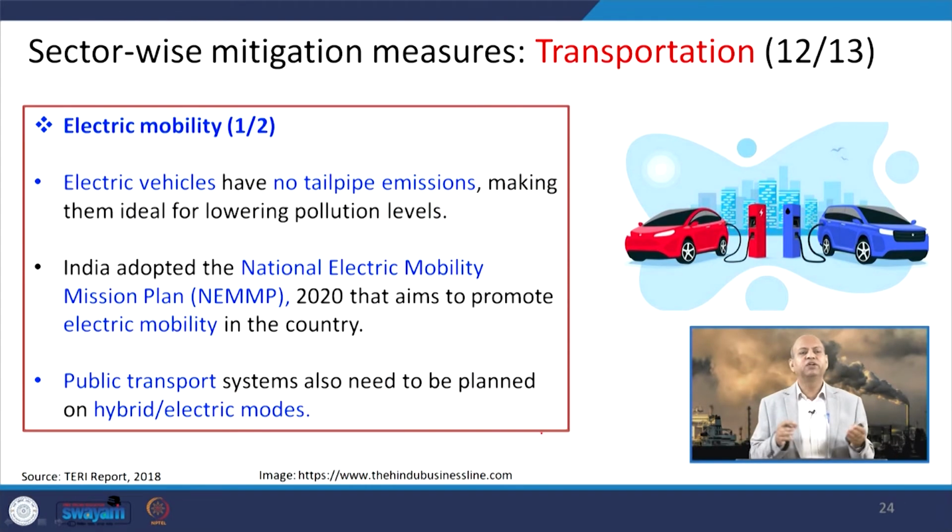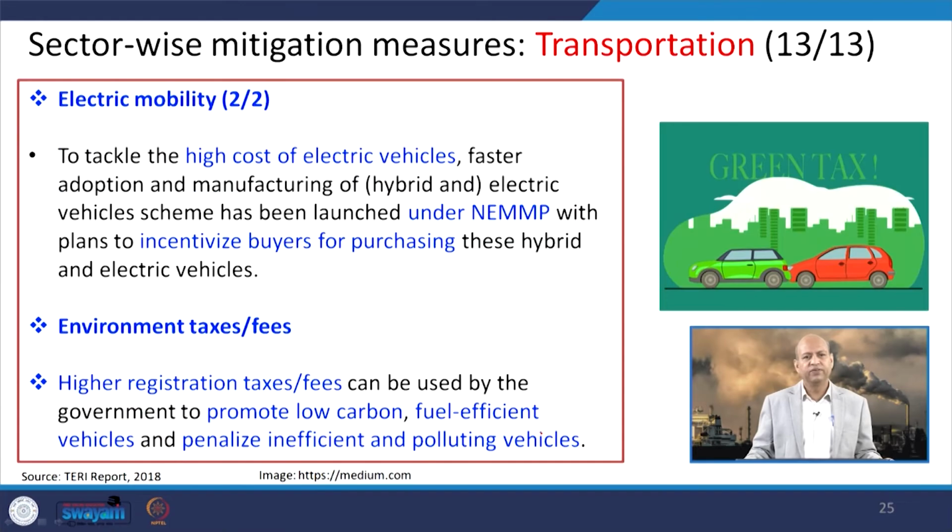Well, then electric mobility related policies have also been adopted by our government. It has implemented the National Electric Mobility Mission Plan, NEMMP, in 2020, and the aim is to promote electric mobility, battery based mobility. So, the public transport system also needs to be planned on hybrid or electric modes, so that vehicular emissions can be got rid of from the cities basically. But it needs a lot of incentives, some subsidies, so that the production, marketing and selling of these electric vehicles becomes good, and when mass production happens, then the prices will also go low.